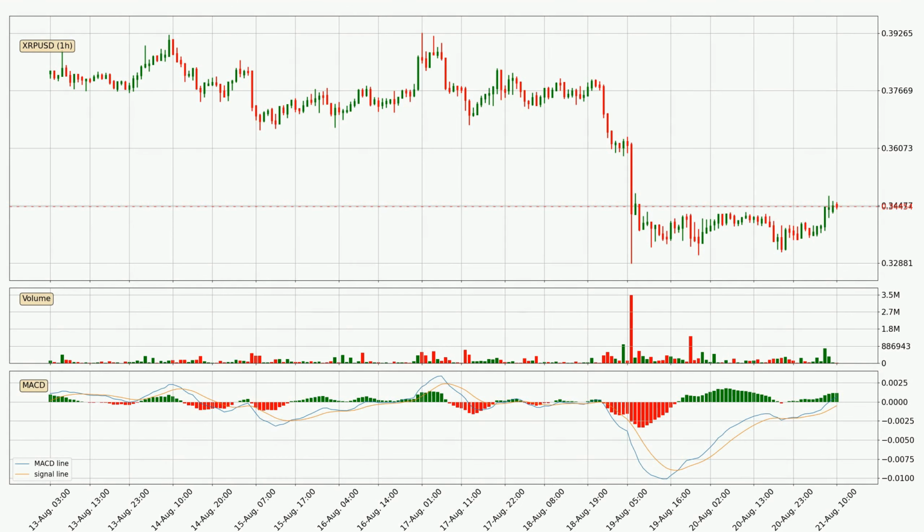Moving to the hourly MACD, the MACD line is above the signal line, which shows that the current trend is on the upside. The MACD histogram shows that the momentum is currently strong and it could be expected the price to go further to the upside.